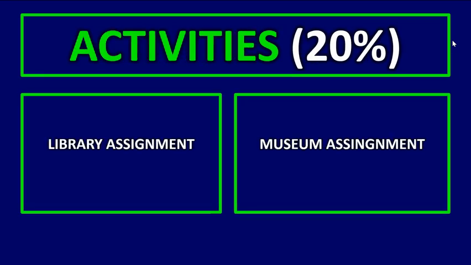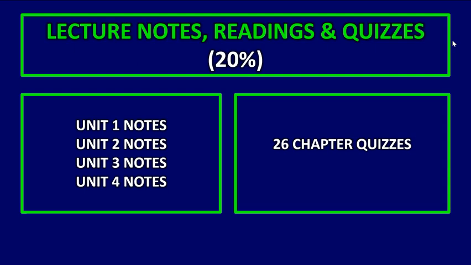There are two activities for 1303. I'm going to send you to the library to get a book to do your research with. And then I'm also going to send you to the art museum during this class. And then we have lecture notes. There's a lot of notes in this class, so I'll take a grade for Unit 1 notes and Unit 2 notes, 3 notes, 4 notes.